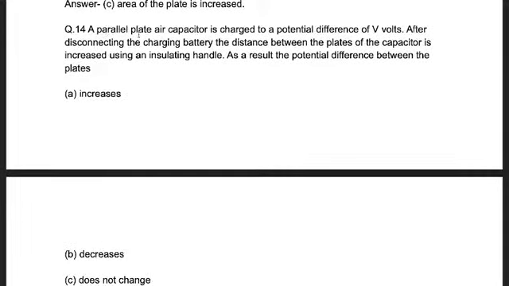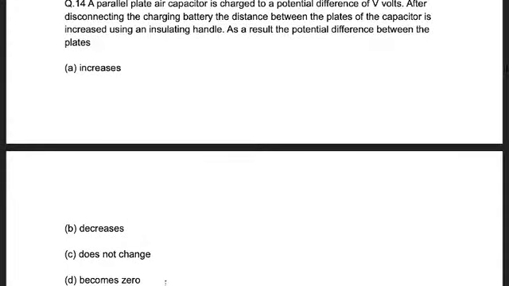A parallel plate air capacitor is charged to a potential difference of V volts. After disconnecting the charging battery, the distance between the plates of the capacitor is increased using an insulating handle. As a result, the potential difference between the plates: A. increases, B. decreases, C. does not change, D. becomes zero. Correct. Your answer is A, increases.